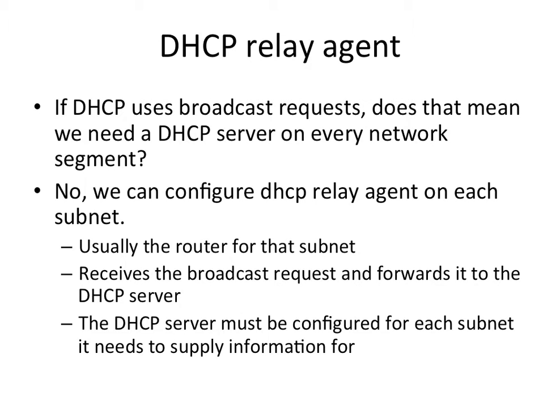What we do is we configure a DHCP relay agent on an interface on that segment, and normally it's on the router interface of that segment. Basically, it will listen for those DHCP broadcast requests, and any DHCP broadcast request it gets, it will forward it to the DHCP server, and the DHCP server will send those packets back to the relay agent, and the relay agent will broadcast them out onto the network so the client can get their addresses. The DHCP server must be configured for each subnet it needs to supply information for.